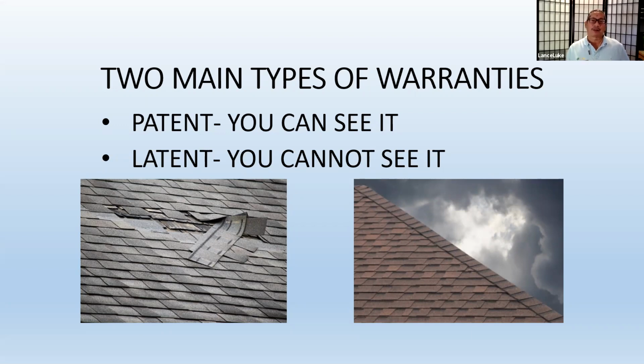And you can see it. So if you can see it, it's a construction defect, and that's called a patent type of warranty, or a patent defect. If you cannot see it, such as a photo of the roof on the right, there's nothing wrong with it, right? And you couldn't see a problem. So that would be called a latent construction defect because you couldn't see it.